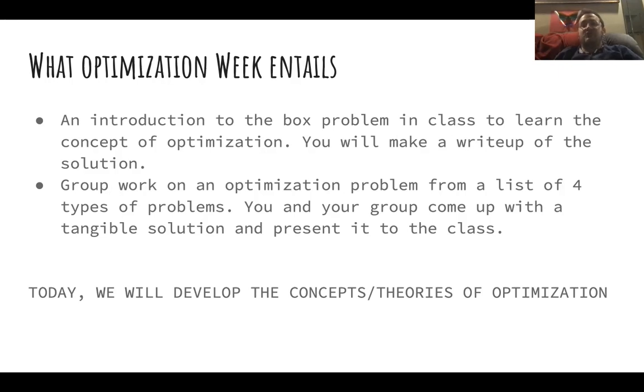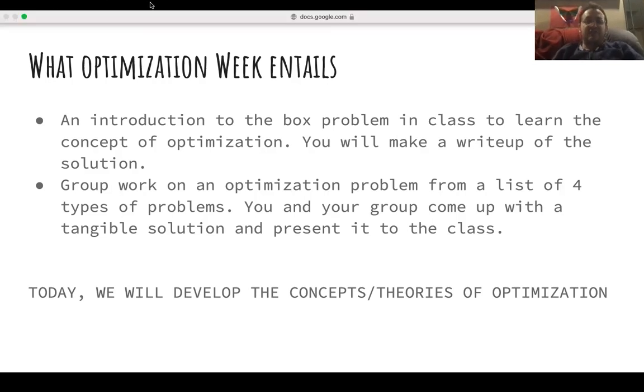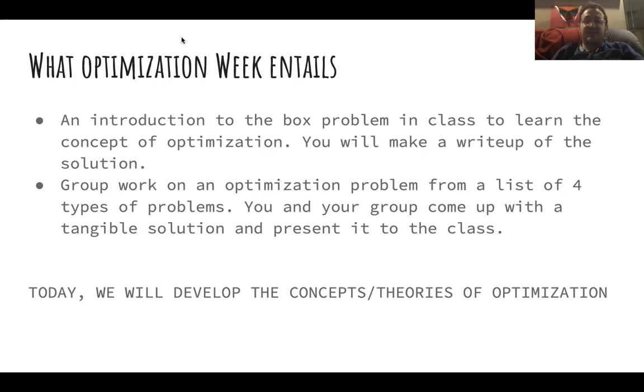And then there'll be group work on specific types of optimization problems that you and your group get to choose. There are about 4 types of problems that I have that range from geometric in nature to maybe more of a physics type of example to economics. You get to come up with a tangible solution and present it to the class. So today, please have your notebook out as we develop the concepts and theories of optimization.